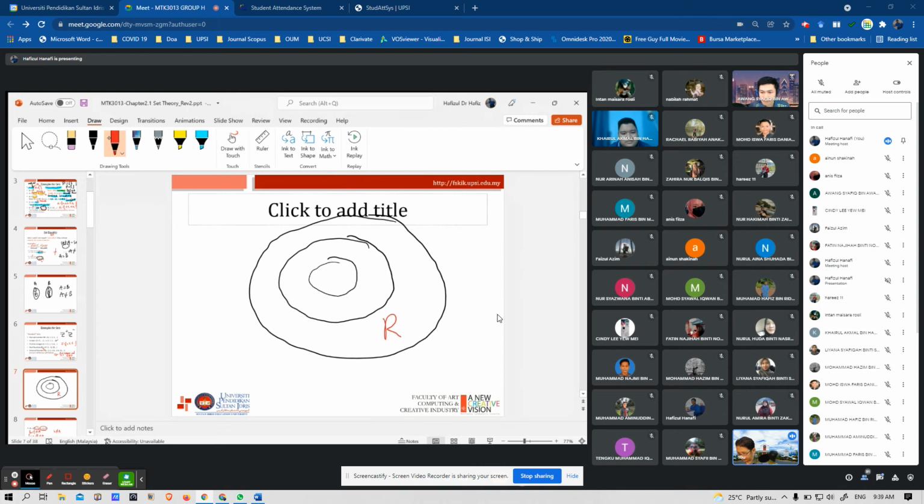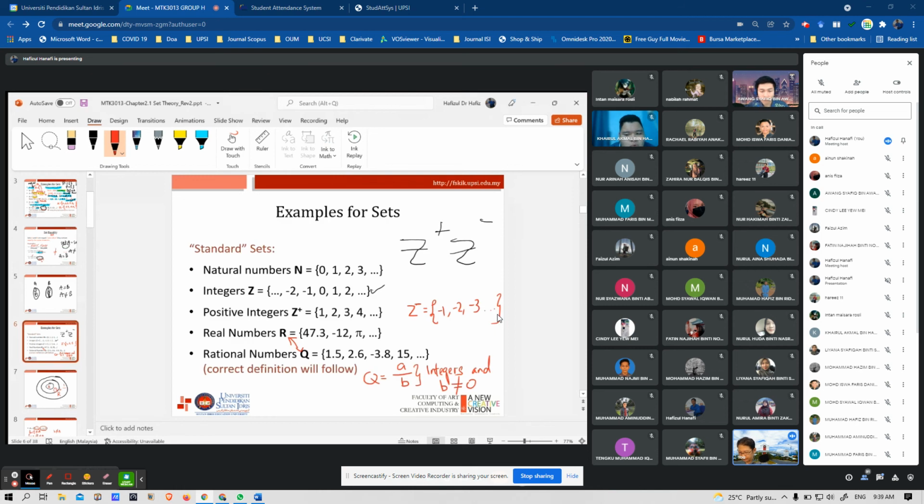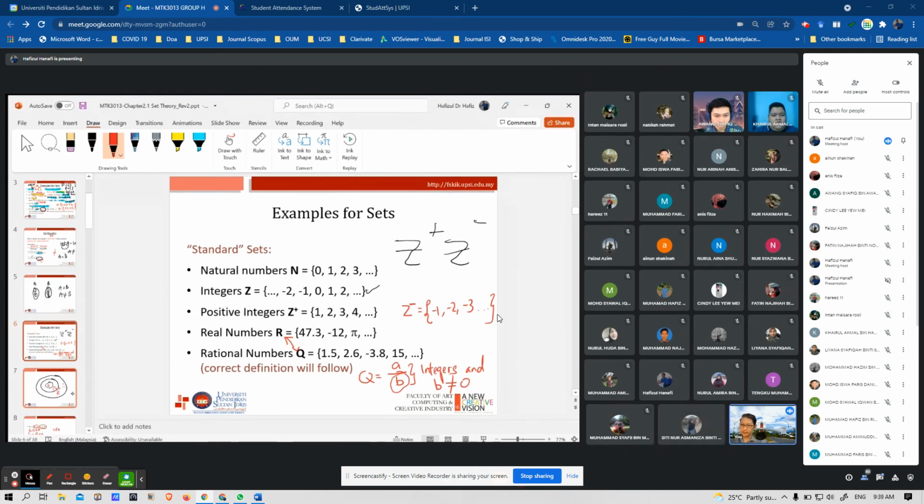Then we have rational numbers and then we have integers. For the rational numbers, let's say one integer is divided by another integer. Both must be integers, but the denominator must not be equal to 0. This one is the definition for rational numbers.